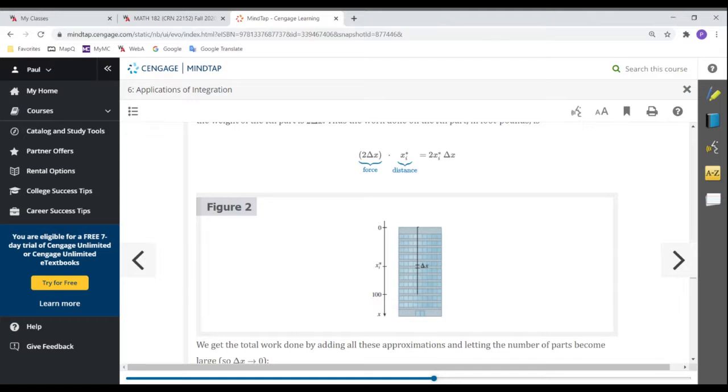Now let's see if I can help make sense of this for you. All right, so let me go to the whiteboard here. Let me stop the sharing here. So we're looking at example 3.